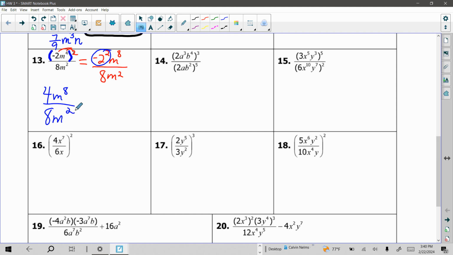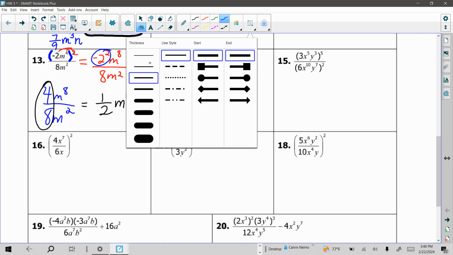And now we're back to doing the problems in the previous section. So we're just going to simplify the coefficients. That can be reduced to 1/2. Subtract your exponents. So this is m to the 6th. So if you see parentheses, you're going to have to do that first. So like on 15, I'm just going to jump to 15 to get you started on this.